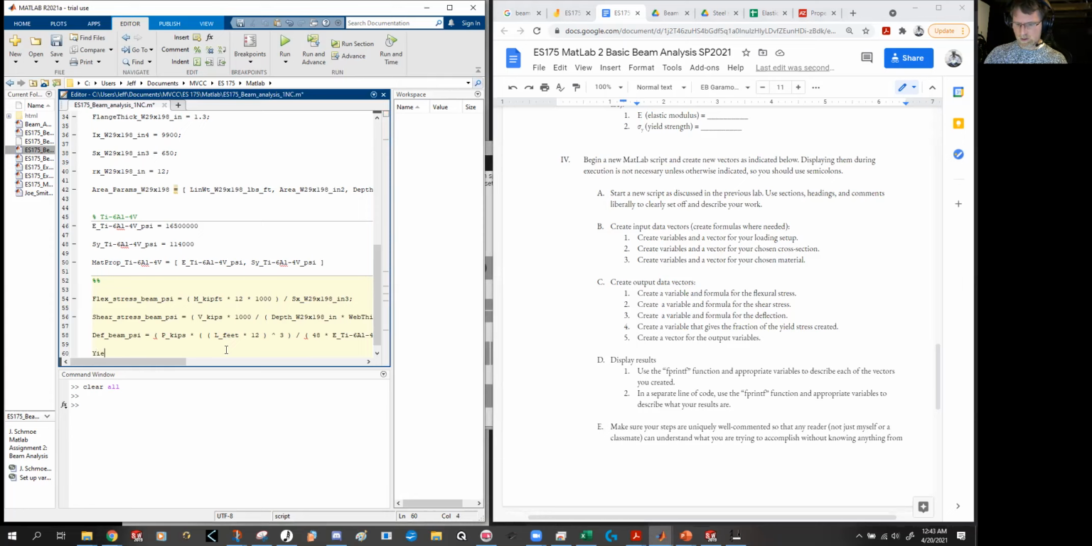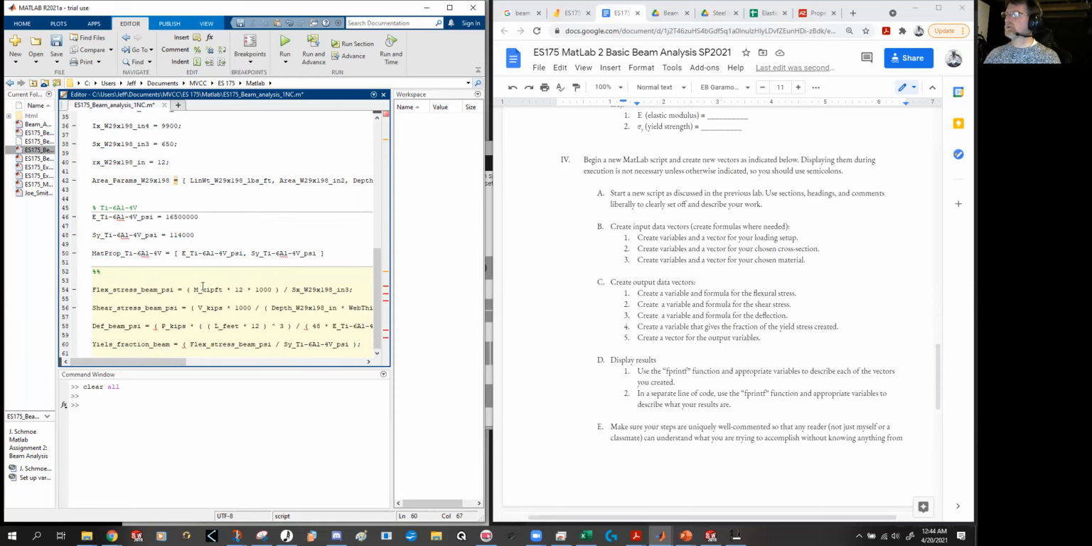So yield fraction beam, and there's not going to be any units because I'm going to divide one by the other, equals this new one here that I've got. Oh, not shear stress, I want flexural stress. Copy, paste. So it's going to be this flexural stress divided by the yield strength right here. And now that they're both in PSI, we can at least know that we have it properly taken care of.